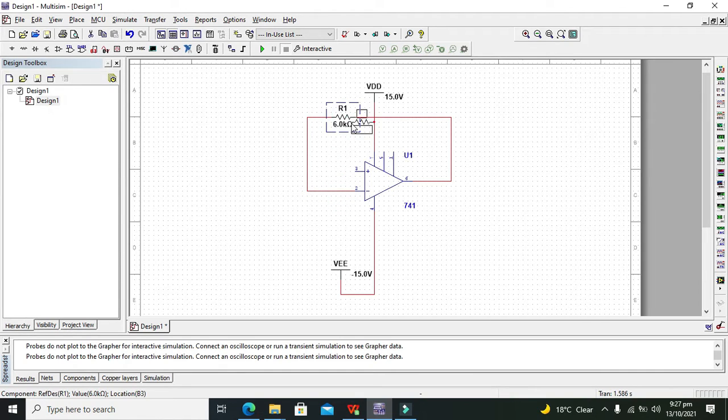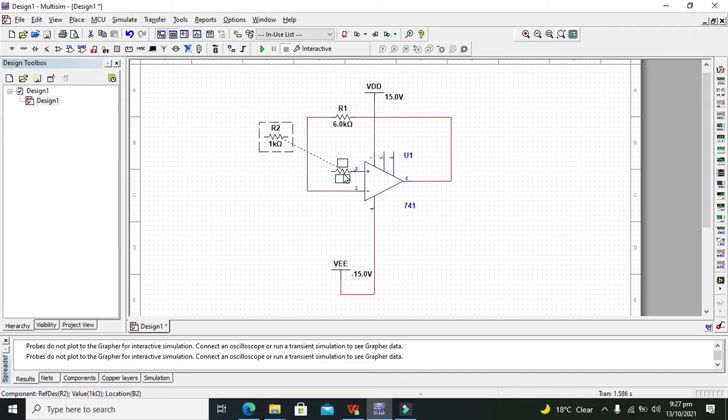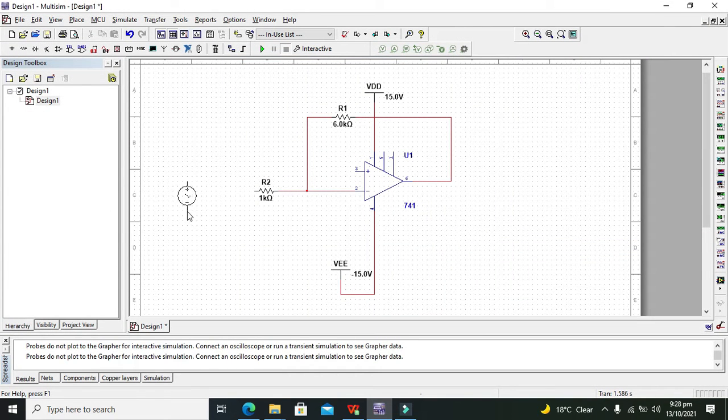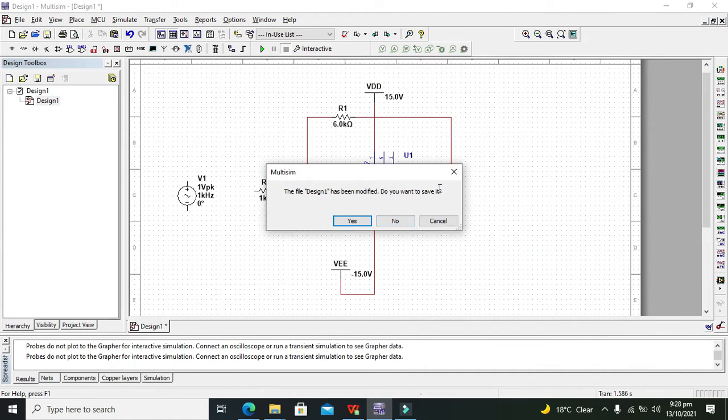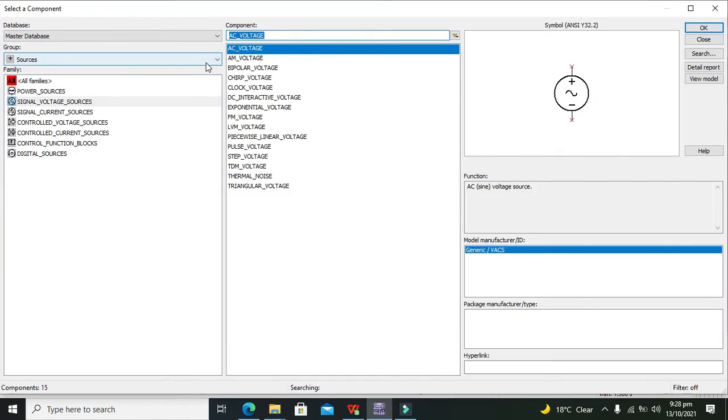Now we will copy this resistance and change the value. We will just write 1K as the input resistance, and we will connect it with pin number 2. Pin number 3 is our input signal pin on which we are going to send our signal. So take one signal, we will just go for AC voltage, so it is the signal voltage source. We can connect it like this. The one thing that is important and remaining is the ground.